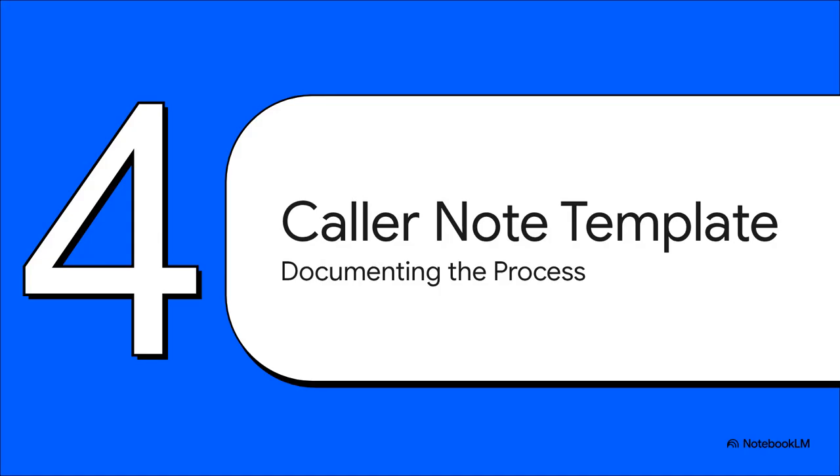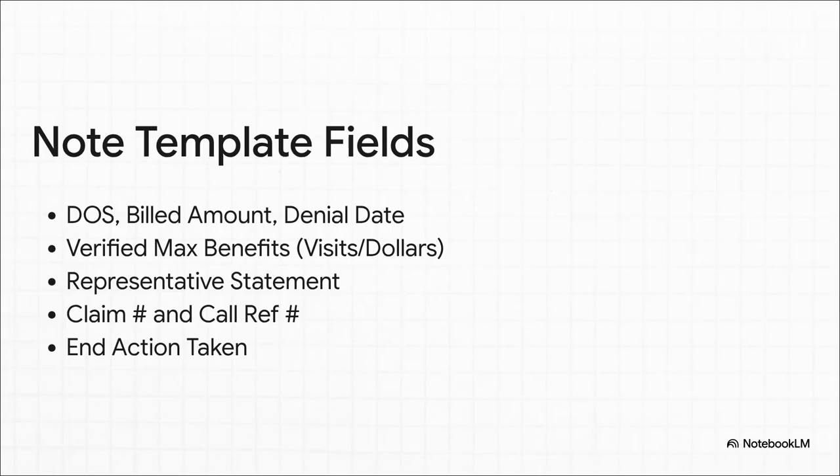Next up, Section 4, Standard AR Caller Note Template. I strongly encourage you to screenshot this clean template to use in your daily work. Whenever you finish a call about an exhausted benefit, your note needs to look exactly like this. Why? Because a vague note means the next associate who touches this claim is going to have to start from scratch, and we don't have time for that.